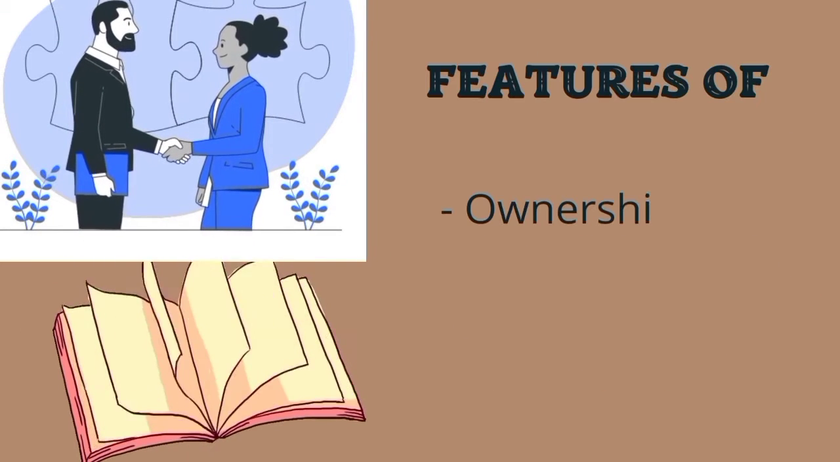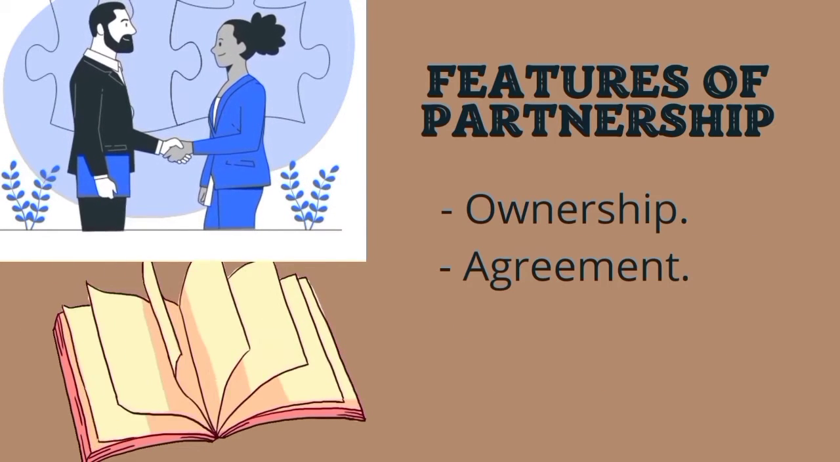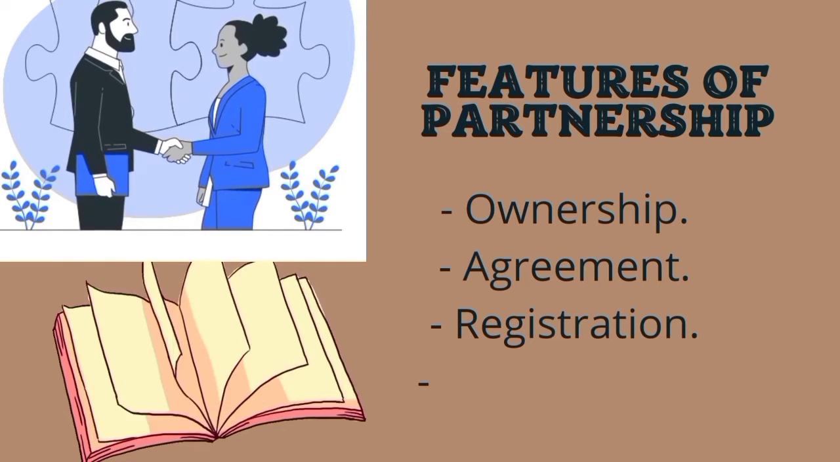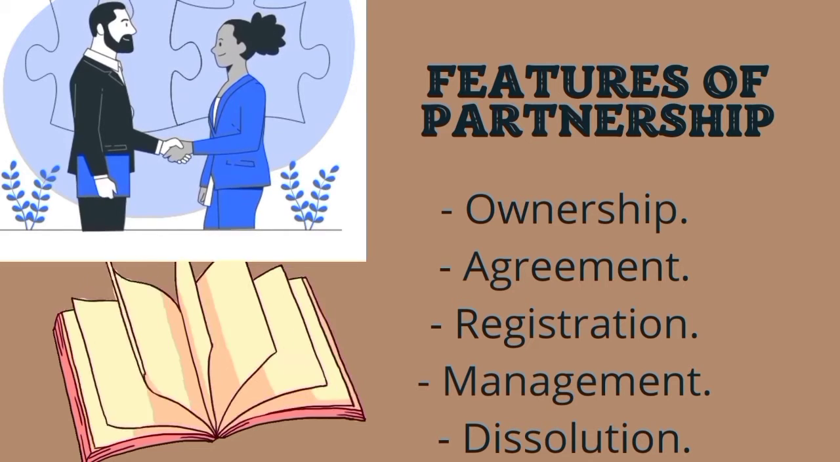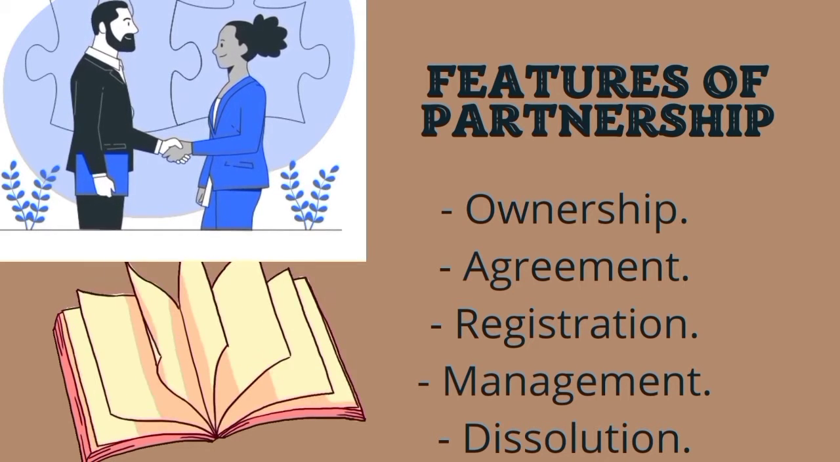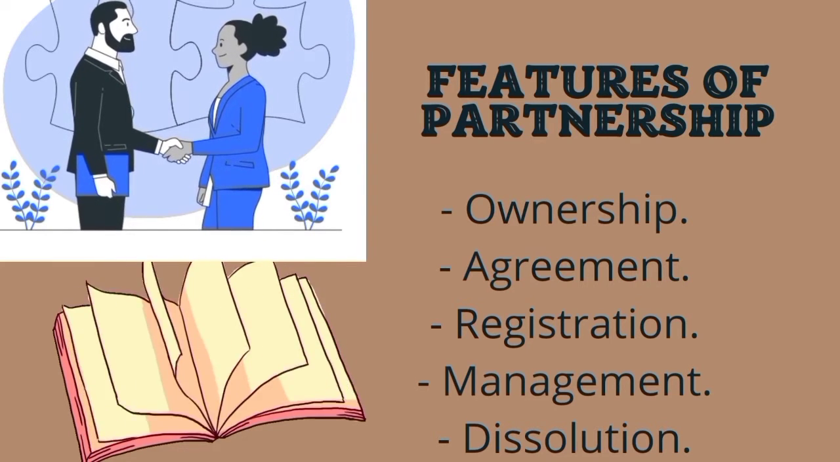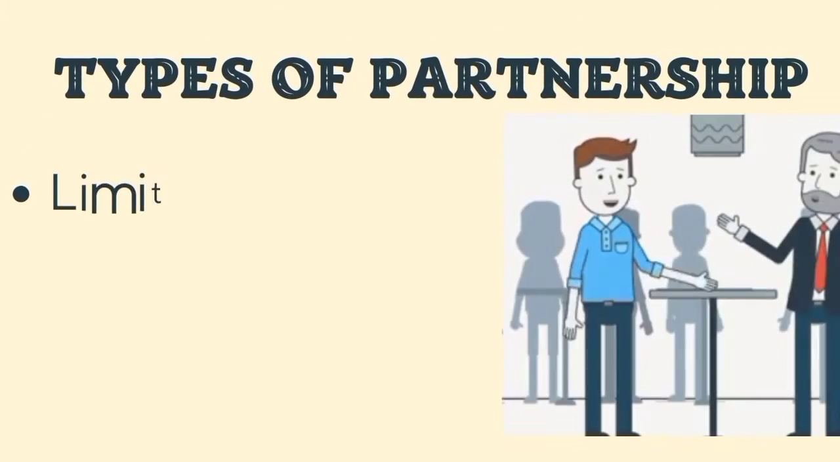Now let's look at the features of partnership. There must be ownership, and this ownership is between 2 to 20 persons. There must be an agreement. Without agreement, partnership cannot be formed as contained in deed. There must be registration, there must be management, and then dissolution.